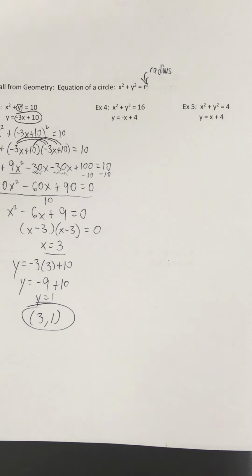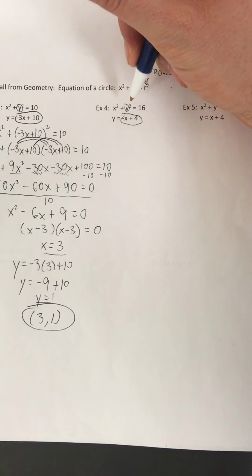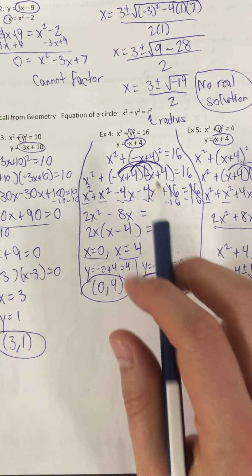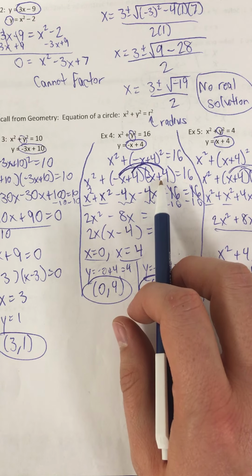Did you do it? Of course you did. So let's check your work now. You're plugging in negative x plus 4 into that y in parentheses, and you're going to square it. So your work's going to look like this. You're going to do negative x plus 4 squared, which is negative x plus 4 times negative x plus 4.